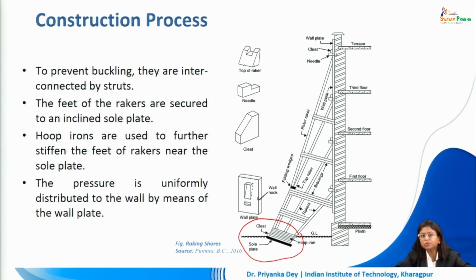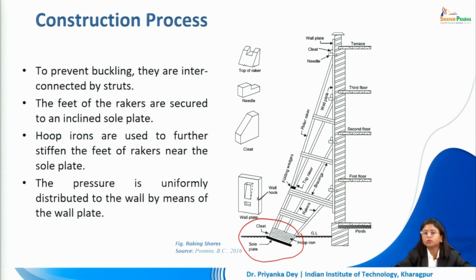Iron hoops are used to further stiffen the feet of the rakers near the sole plate. Now, why are we doing that? We are doing it to prevent the sole plate from slipping. So, whenever we take support from the ground, if we don't hold something here, it will slip. So, that is the main purpose of the sole plate, and along with it the hoop irons, which are being additionally placed to ensure that the sole plate doesn't slip. The rakers where they are meeting at the bottom with the sole plate shouldn't slip from their position, because once that happens, the unsafe wall will not get the lateral support that it was hoping from the raking shores.